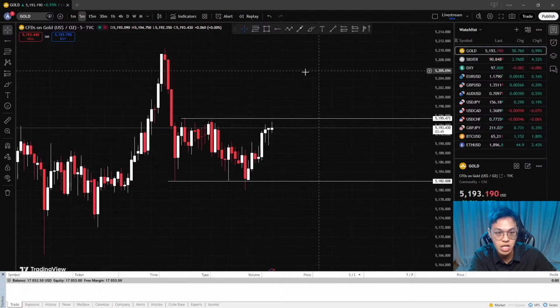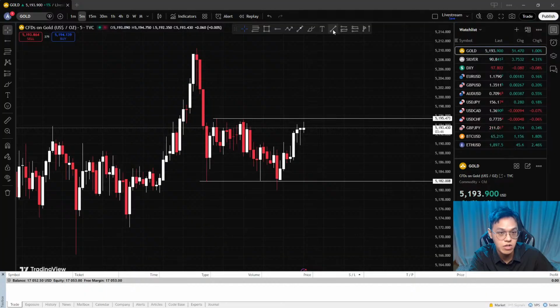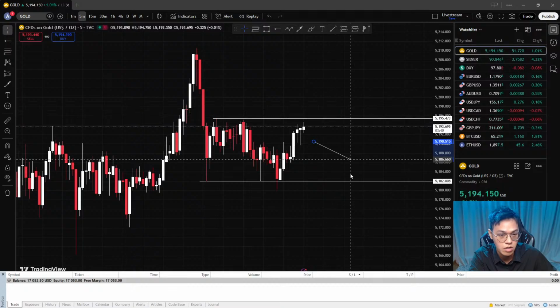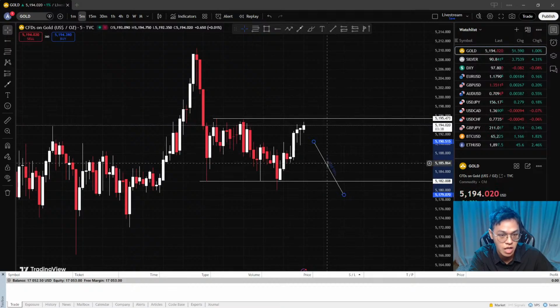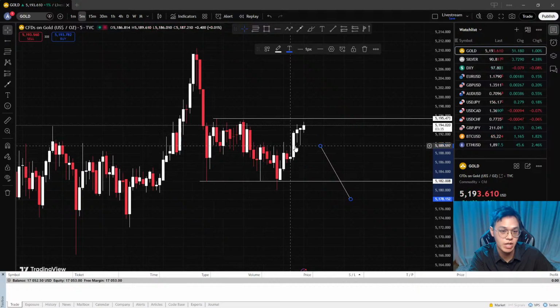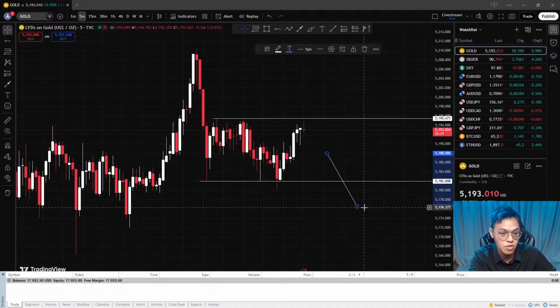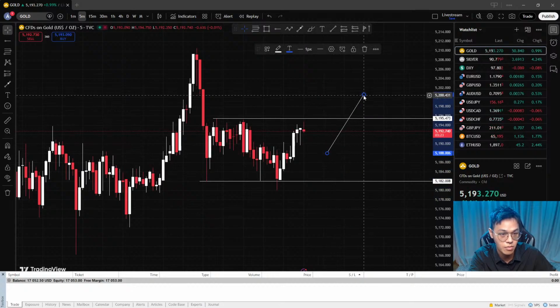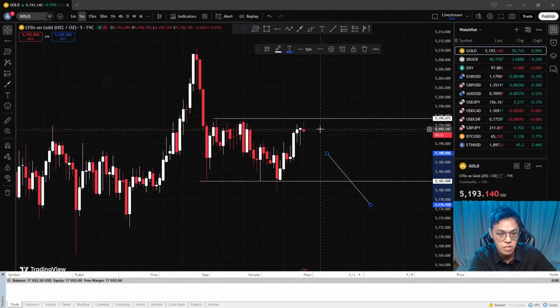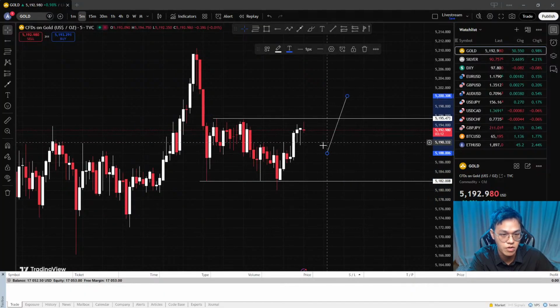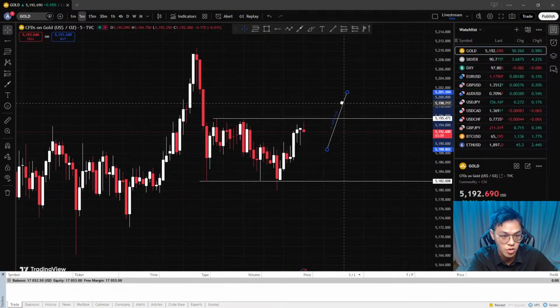So for me, if I want to be safe, I will wait for the price to break out this resistance level, or break out this support level. Because what is the meaning of sideway? Sideway means there is no direction. So I don't know whether the price will go up or go down next. It is a 50-50 condition. So if I want to trade, I would wait for the confirmation.